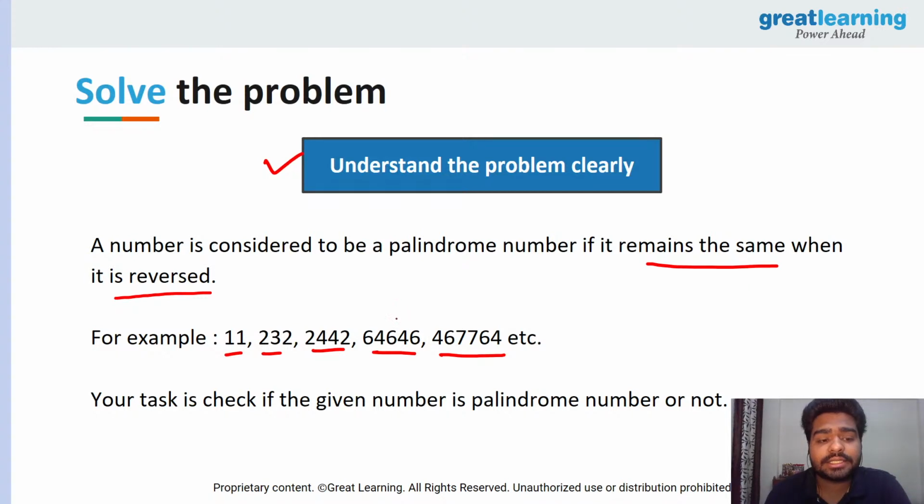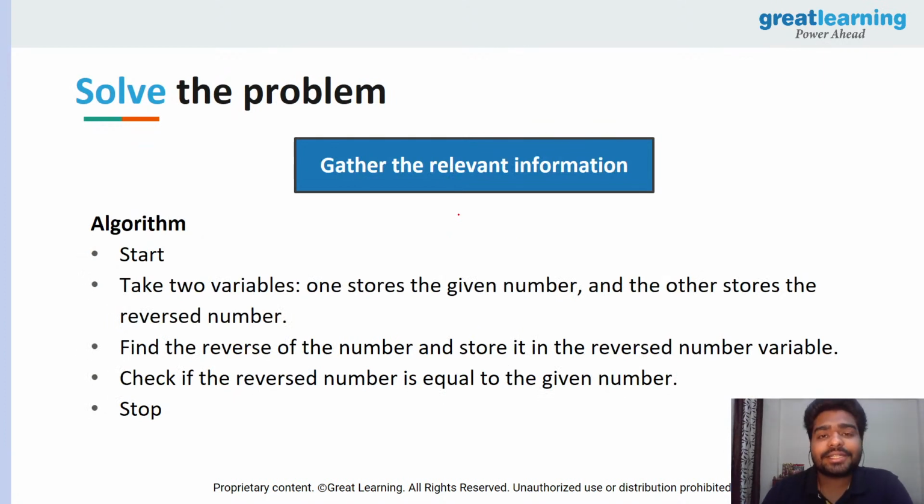Now what is the next step? Your task is to check if the given number is a palindrome number or not, right? Very good. Thank you so much, guys, for replying. Perfect. The second step is to gather relevant information. Let's see what relevant information we are going to gather. Okay, now have a look here. How to solve it?